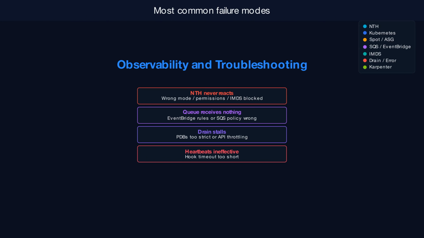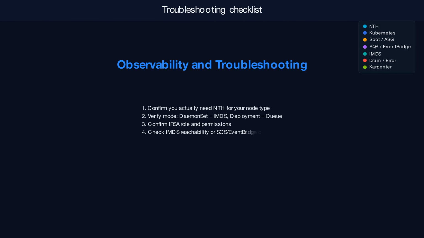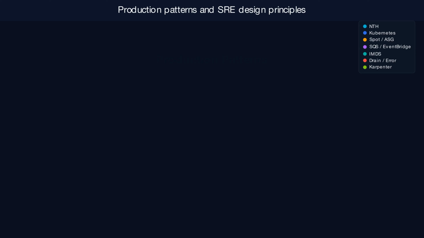NTH never reacts. Check wrong mode, wrong permissions, or IMDS blocked. Queue mode receives nothing. Check EventBridge rules and SQS policies. Drain stalls. Check pod disruption budgets that are too strict or API server throttling. Heartbeats are ineffective. Check that the ASG lifecycle hook timeout is long enough. A practical troubleshooting checklist starts with confirming whether you actually need NTH for your node type.